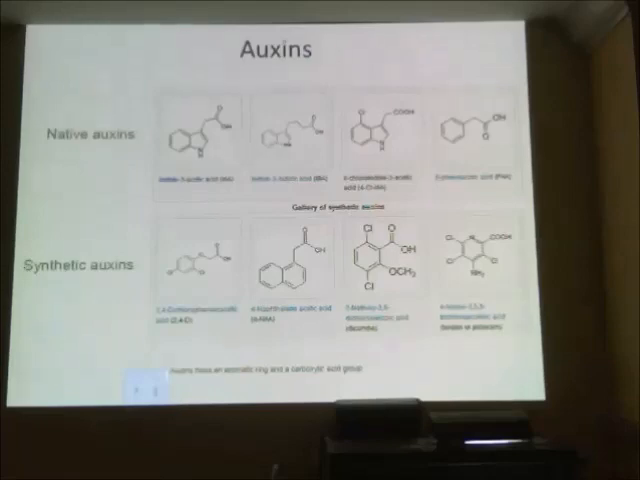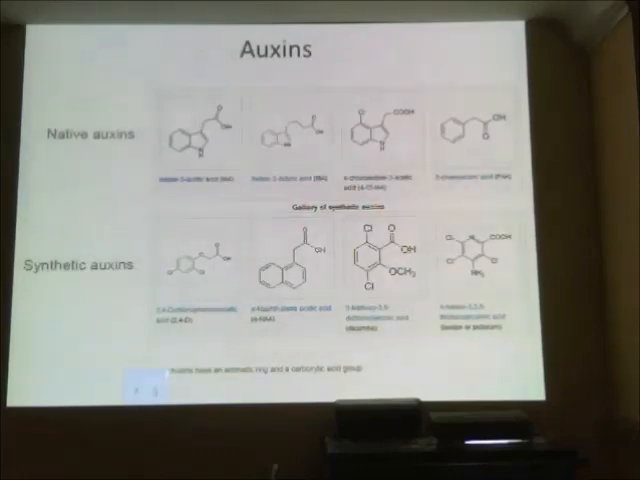By the way, just for your own information, for examination purposes, I don't expect you to memorize all of these structures. However, if I showed you an indole ring, a structure like this right here, I'd expect you to understand that that is indole, and that it is a plant growth regulant of the auxin type. So anything with an indole in it is going to be an auxin.